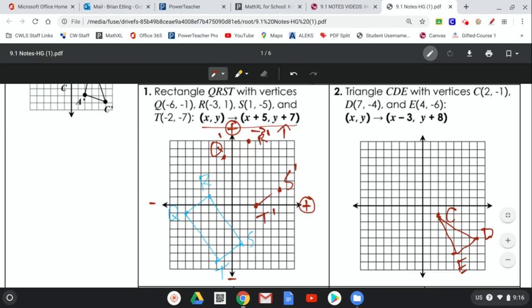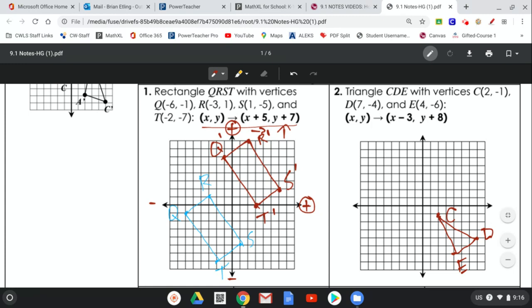And if we connect the dots here, it looks like a rectangle. It's a rigid motion, so it's going to preserve the sides and the angle measures. So it's the same figure, we just slid it. All right, we moved it.